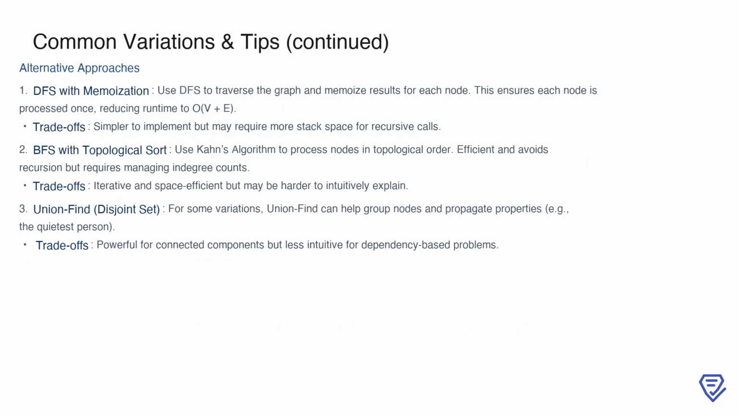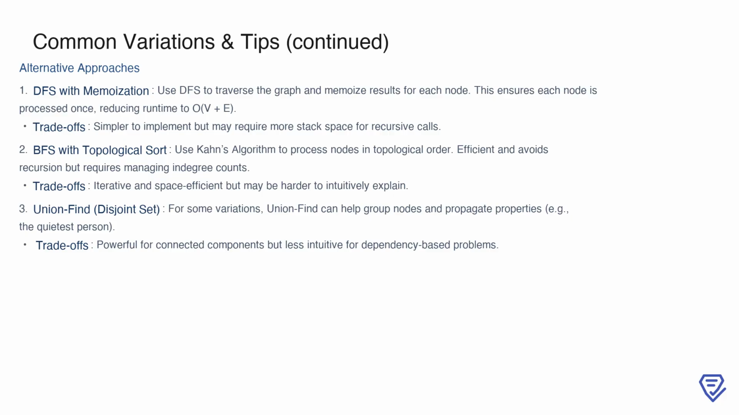There are multiple approaches to solving graph problems, each with its own trade-offs. Using DFS with memoization is a popular choice for its simplicity. By traversing the graph recursively and caching results for each node, you ensure each node is processed only once, achieving a runtime of O(V plus E). However, this method may require significant stack space for recursive calls in deeply nested graphs.